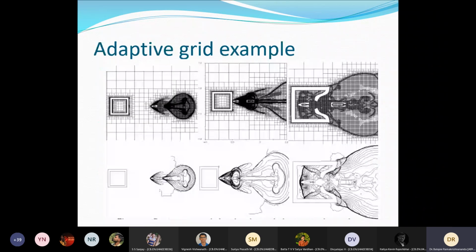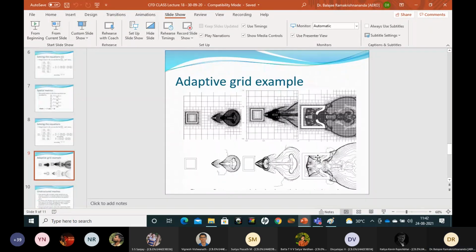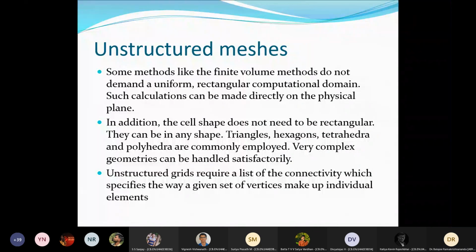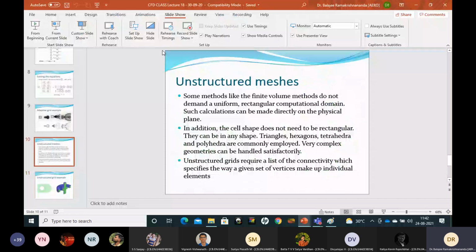Any doubts in adaptive grids from the class? Okay. No, there are unstructured meshes also.